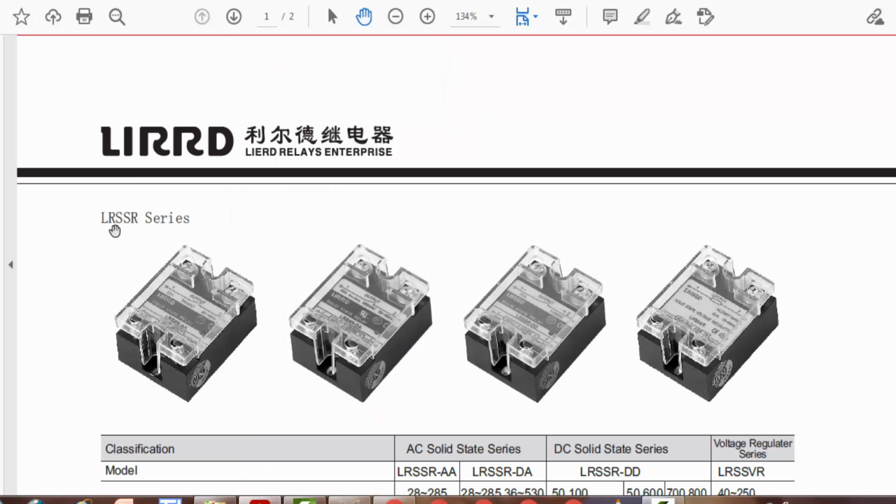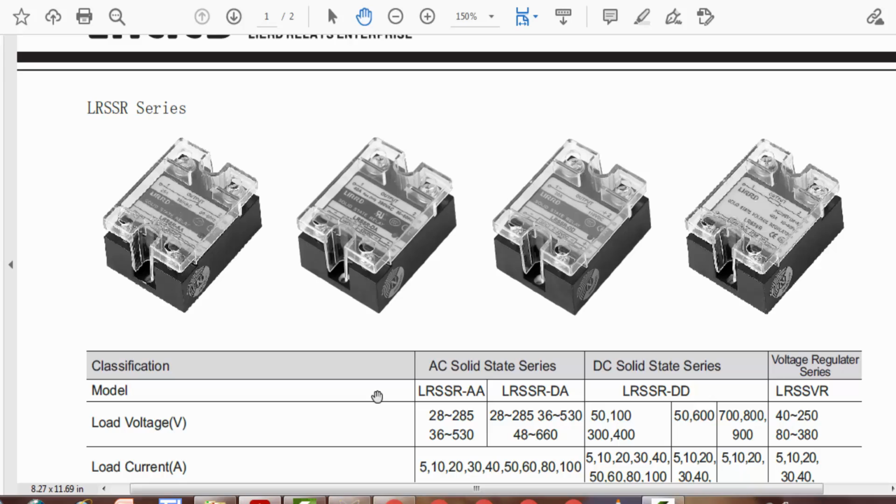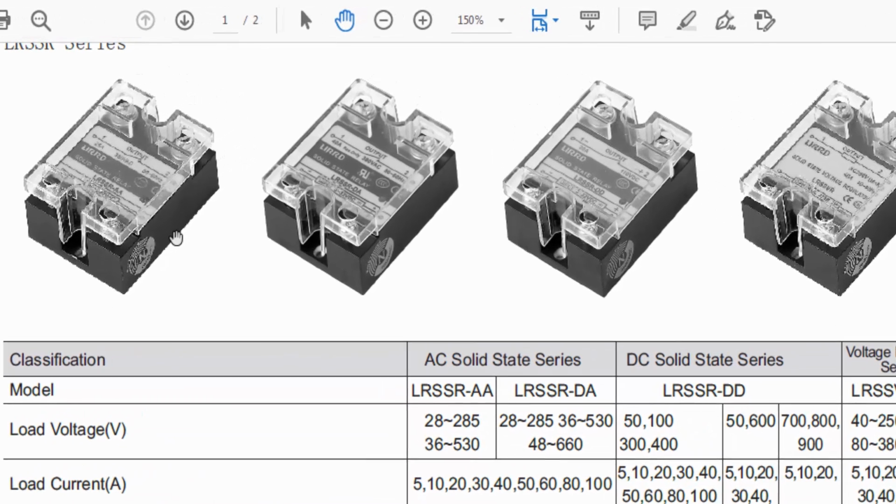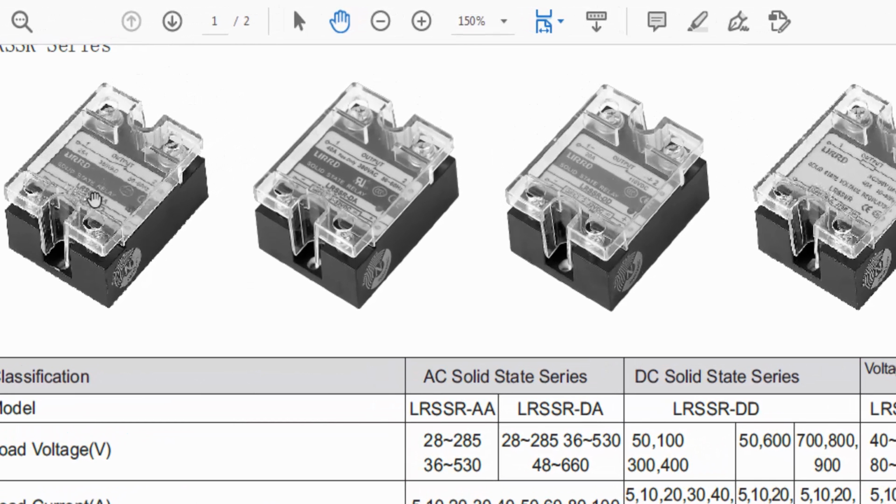Let's start. LR is the company, Light Relay Enterprise. SSR, solid state relay. Relay, as we know, is an electromechanical component that has a coil, an armature, and a mechanical contact, which makes an electrical connection between two poles. But here there is no electromechanical component, here is an electronic component. Like a relay, it has a control circuit.